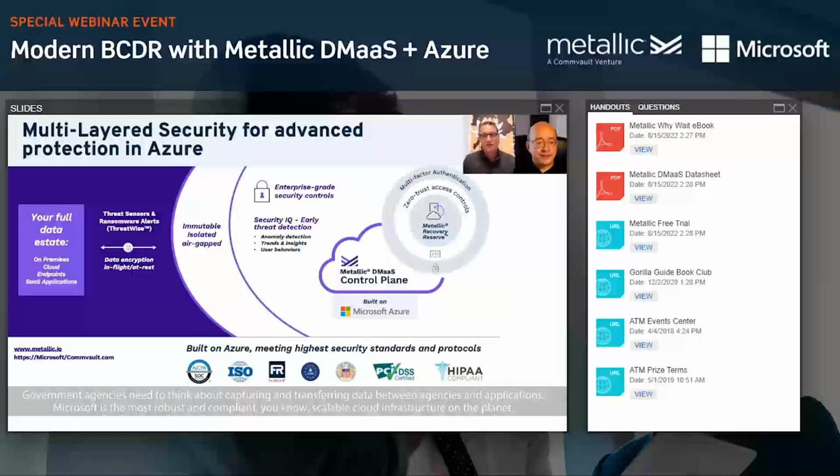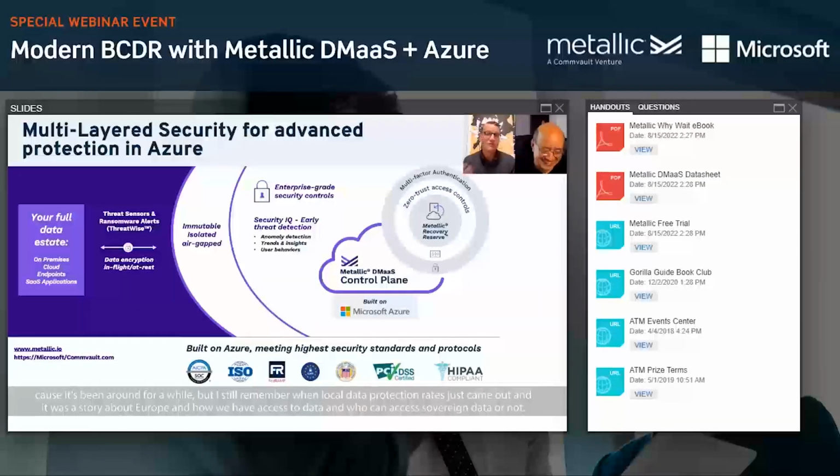Microsoft is the most robust and compliant, scalable cloud infrastructure on the planet. You can quote me on that, okay? And the fact that we continue to invest in all of that continued innovation makes sure that whatever the next compliance requirement or the next data access requirement comes in, we're fully prepared.